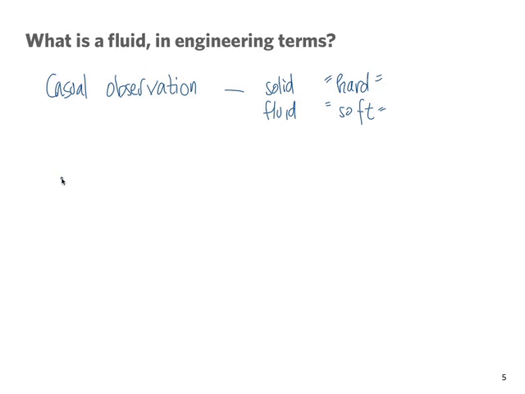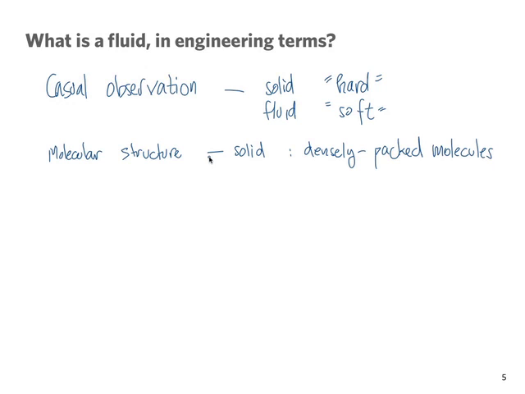So maybe we want to look at the molecular structure. And if we look at the molecular structure, we will say, okay, well, a solid has densely packed molecules. That seems reasonable. A fluid, well, a fluid will have molecules which are spaced further apart. And that is more scientific, if you will.